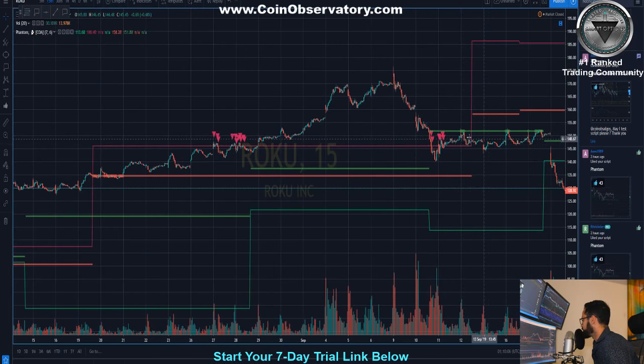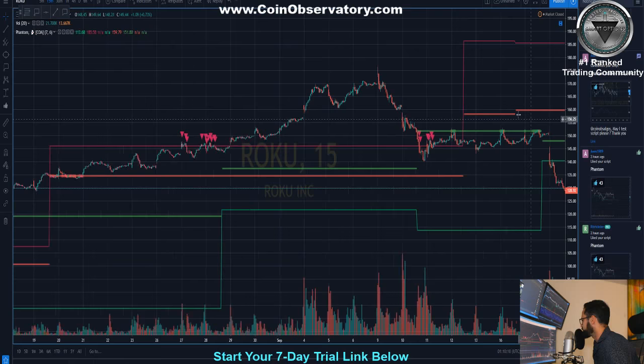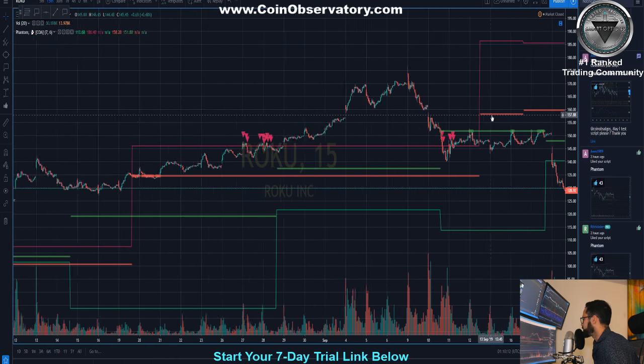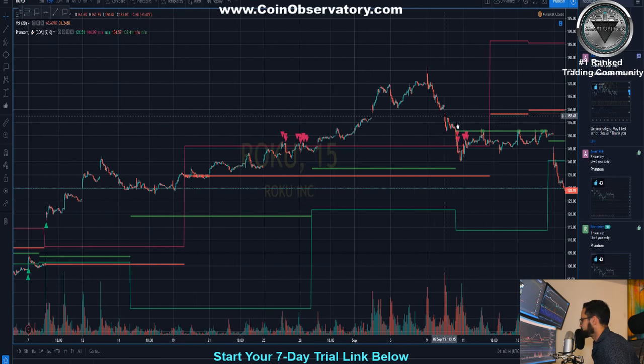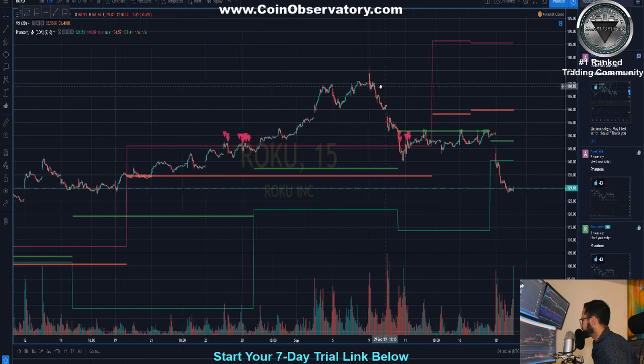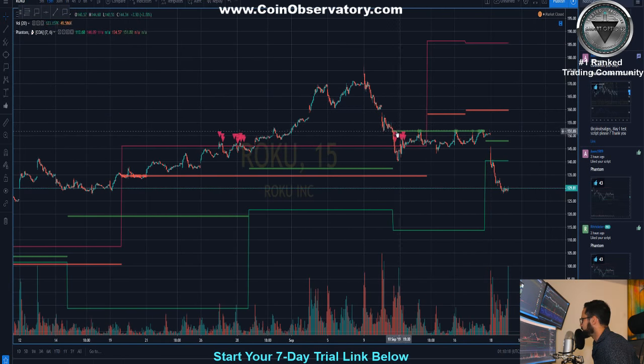Fairly good short here, right? You see all these rejections, right? So rejection, rejection, rejection, rejection. Once again, patience. Patience is key in markets. And once you look at this script over a period of time, you see how you're getting several rejection hits.